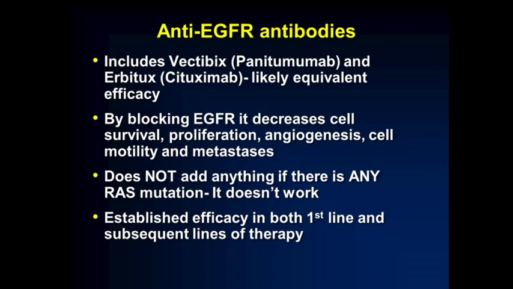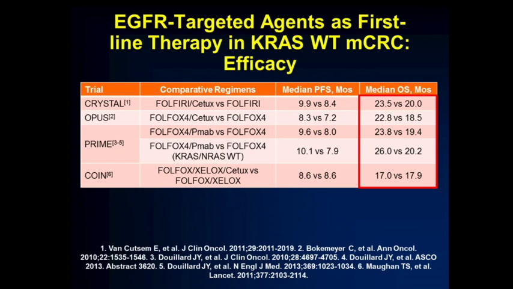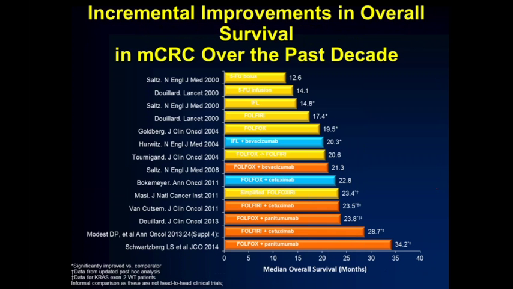It has established efficacy in both first-line and subsequent lines of therapy. You can see here that the survival benefit adds anywhere from 3 to 6 months of survival with the different combinations, depending on the study. So there's clear efficacy in wild-type KRAS. And you can see here the incremental improvements in survival over the past decade of trials. Whereas in 2000 the trials with 5-FU alone enabled a 12-month survival, now by getting all of the agents in over the lifetime of the patient, even with more recent studies, there's up to 34 months survival reported.